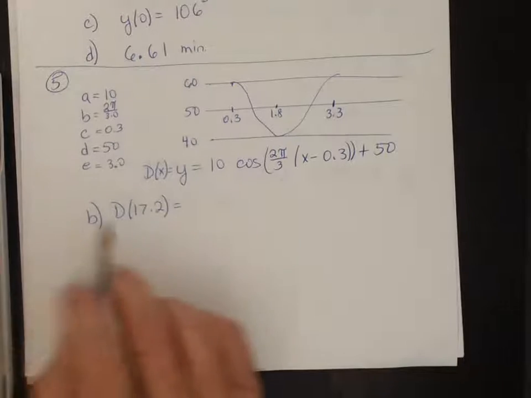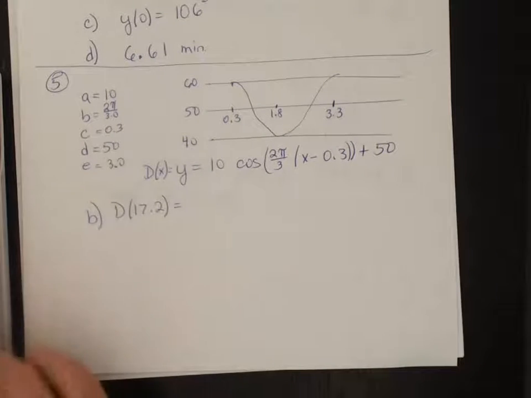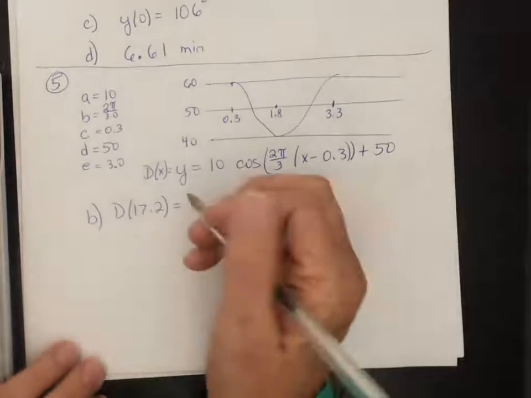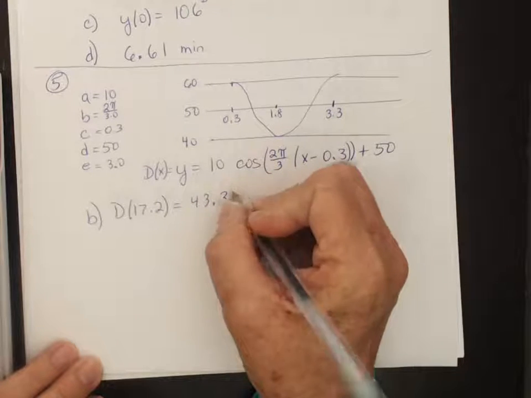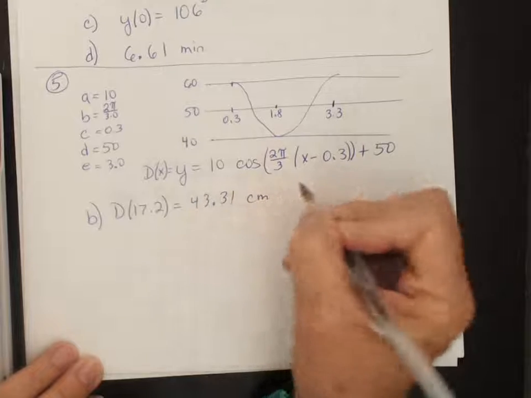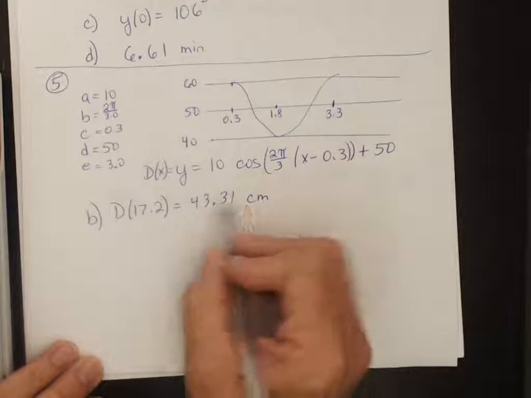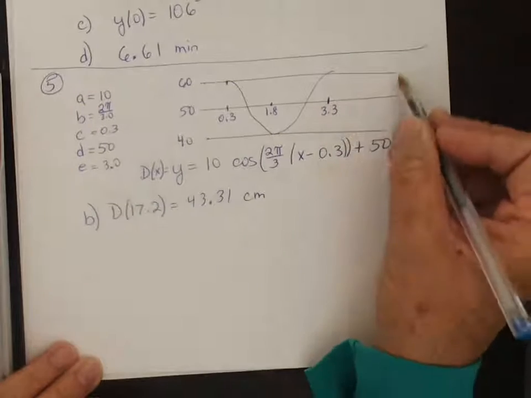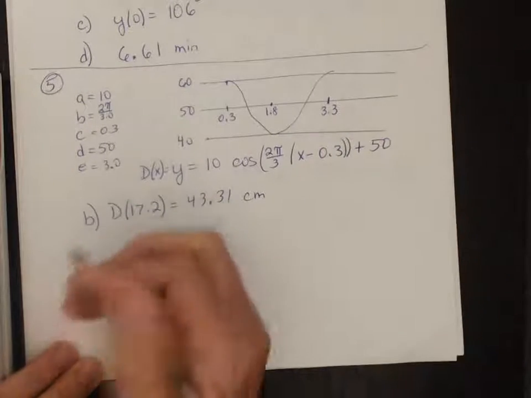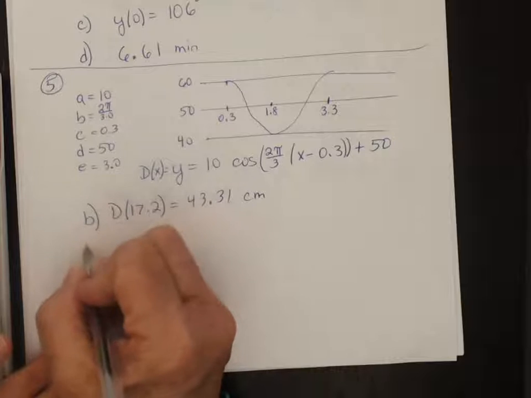Okay, and when I put in the 17.2, I get 43.31. And units there, centimeters. That's how far above the floor it is at 17.2 seconds. And obviously I didn't want to keep drawing this out to 17.2. That would take forever. So using the calculator is your best option.